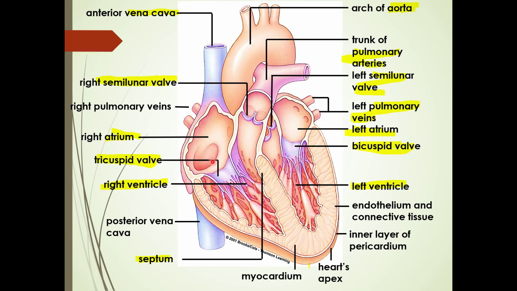So I repeat again. For the dub sound, the semilunar valve closes, and the tricuspid and bicuspid open. So the blood will enter the atriums. Since the tricuspid valve is open, it will go to the ventricles. So it produces the dub sound, and this is called diastole.